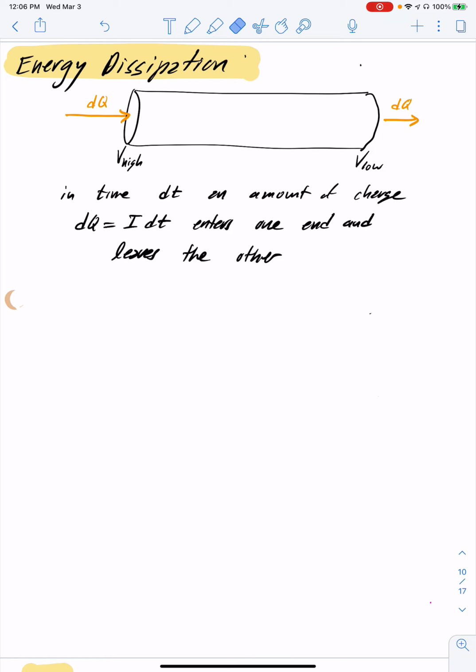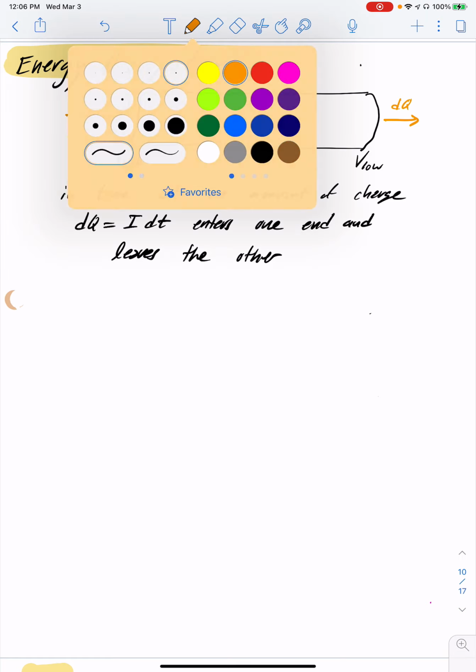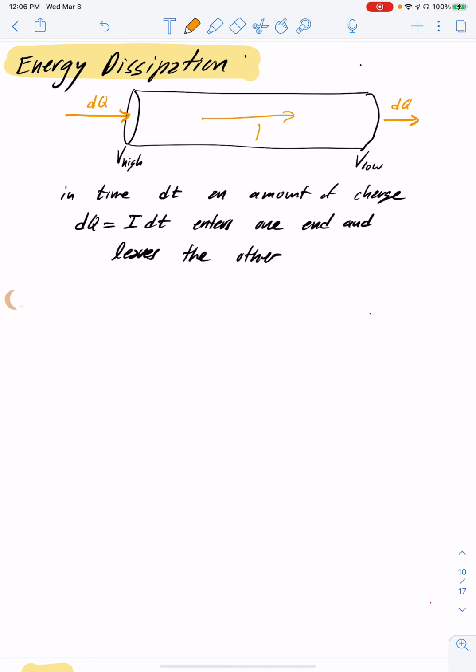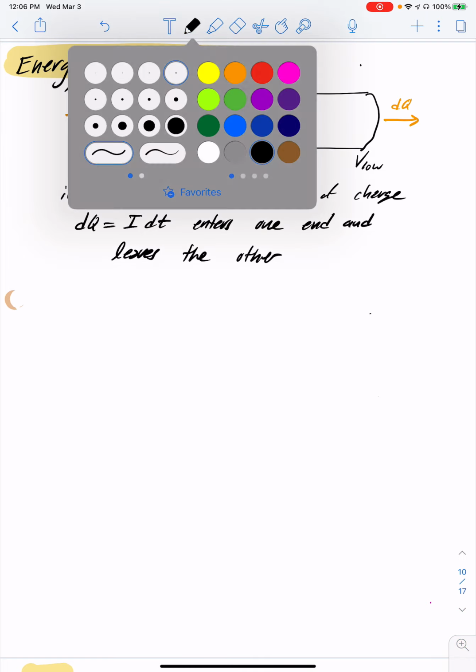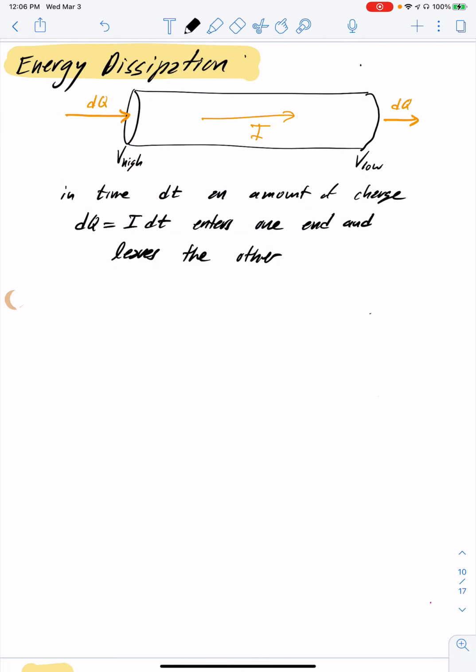So in a time dt, if we have a current I passing through from one side to the other, then in a time dt, an amount of charge, I dt, should move through. So that means an amount of charge dq passes in one end and passes out the other. It's not the same charge, but that's the net change for that element.